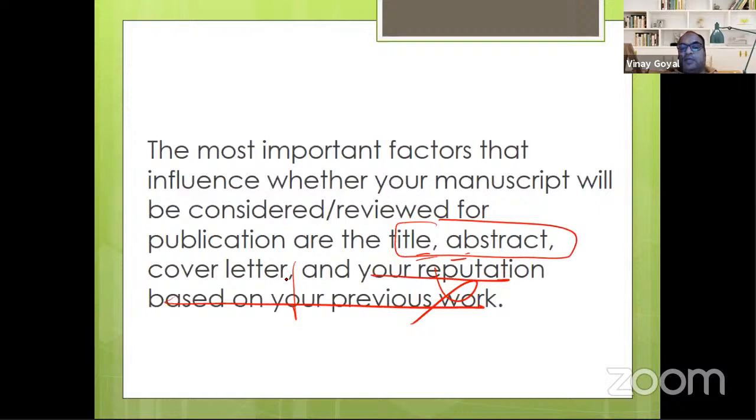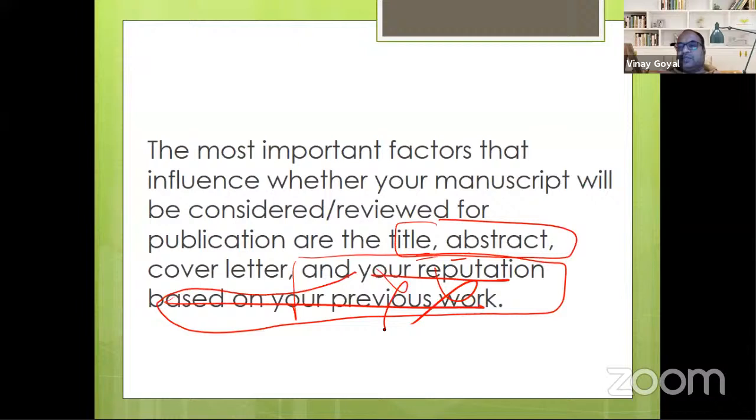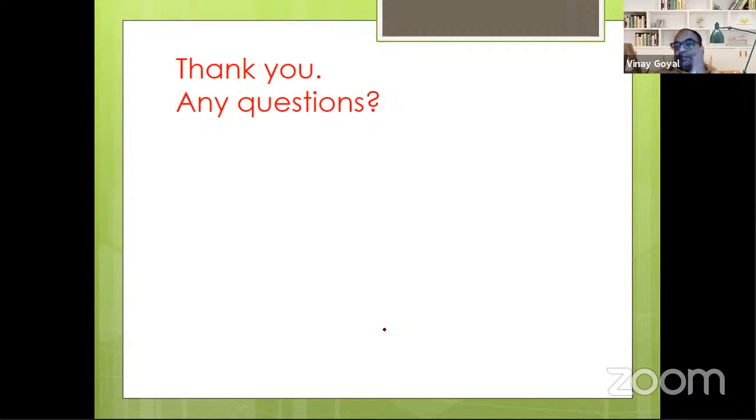Even if I have 4 or 5 A publications, still I'm not a reputed researcher. That means my research work will only be published if I have a proper title, abstract, and a proper cover letter. Title and abstract are two important things if you want to publish anything. So I will be very happy to answer any type of questions, whatever you have.